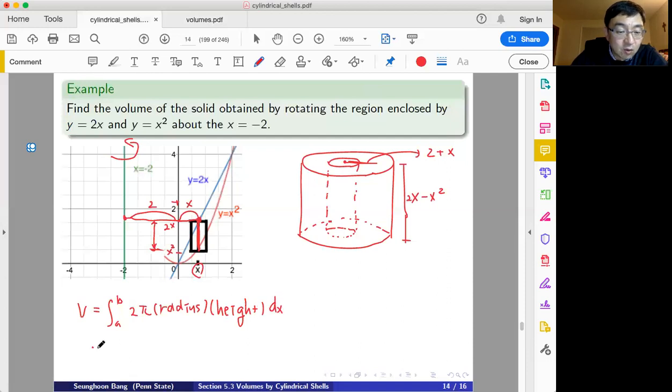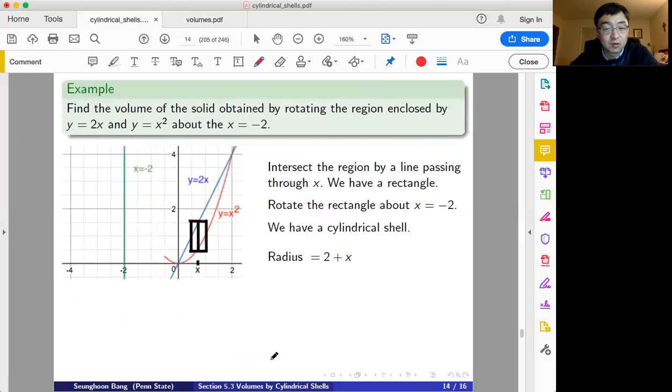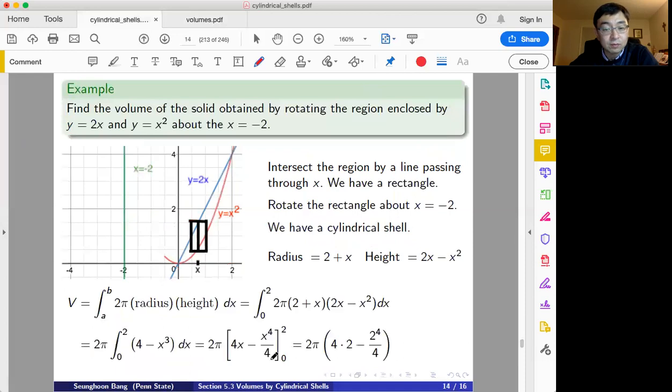dx. So integral from the same left-hand point, right-hand point, 0 and 2. 2 pi times radius is 2 plus x. So height is 2x minus x squared. So like this, and find the answer. The calculation is up to you.